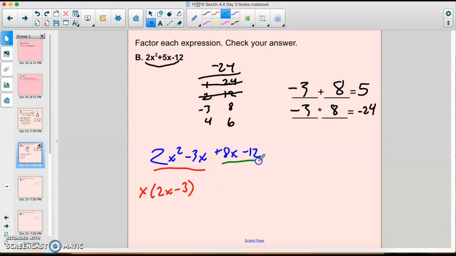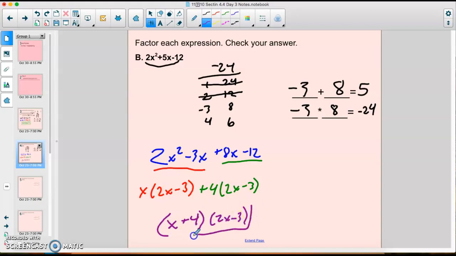Okay, and then over here, we can't take out any x's, but we can take out a number. 4 comes out nicely in both of them, doesn't it? So plus 4, and then this would be 2x minus 3. Good, our parentheses are the same, aren't they? That's what we want. And so for the first parenthesis, we're putting these together. So x plus 4 is our first parenthesis, and then our second parenthesis is 2x minus 3. And there we go.